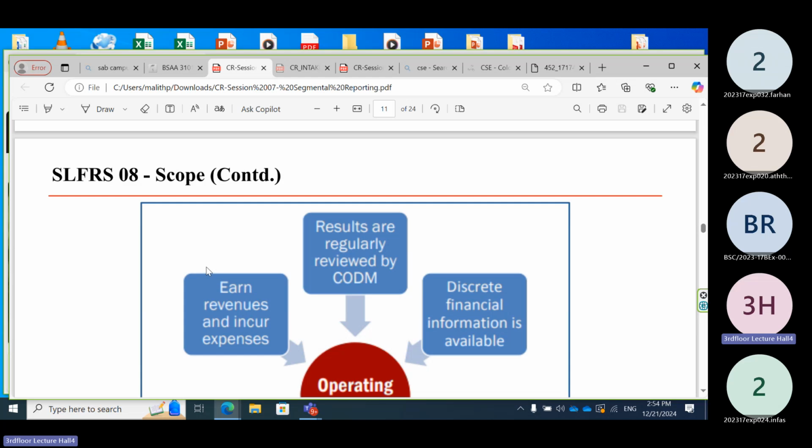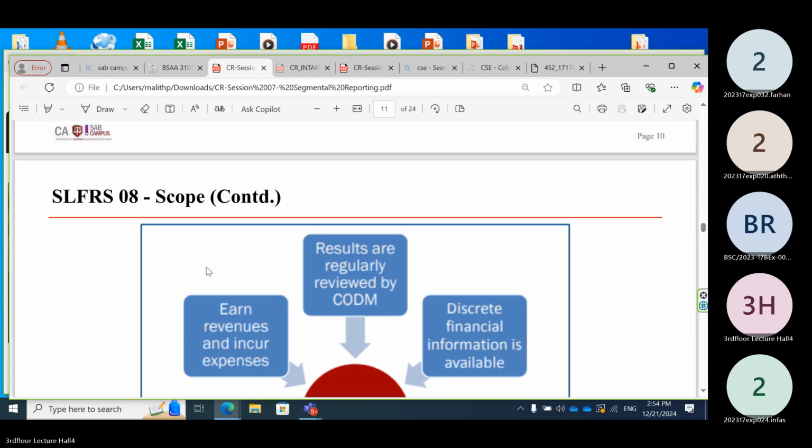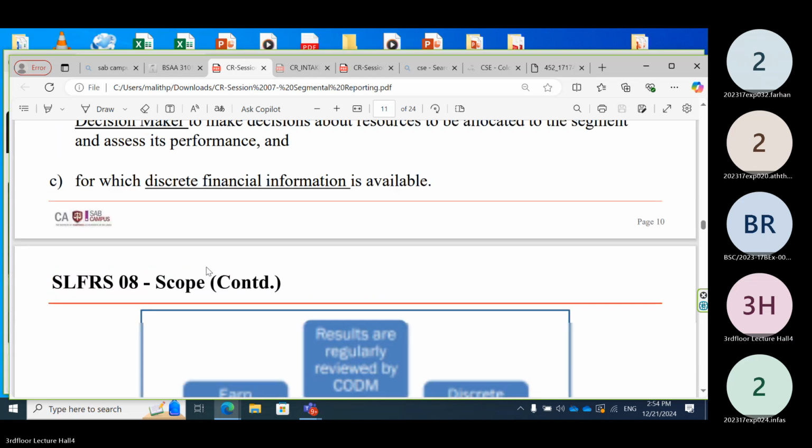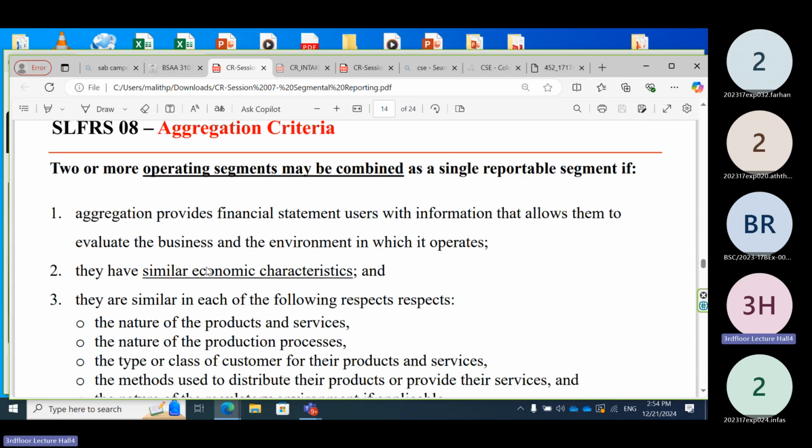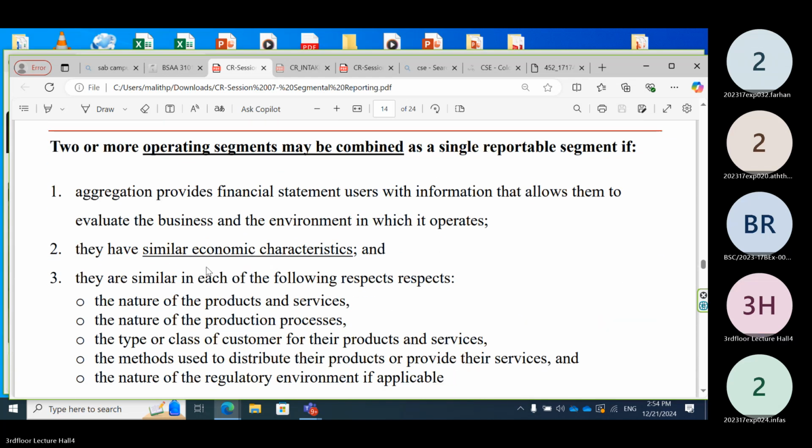To identify the operating segments, after analyzing, you have aggregation criteria. You can aggregate some of the operating segments. You need not disclose each and every item in the financial statements.